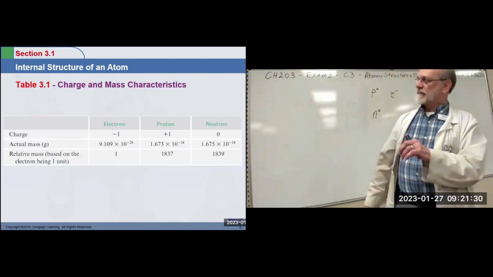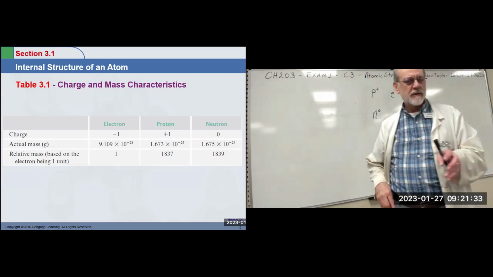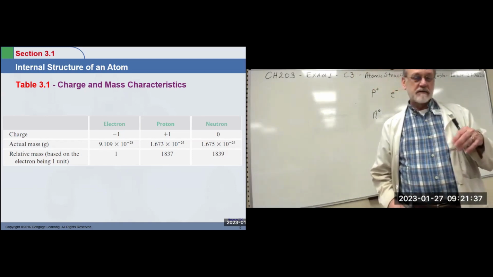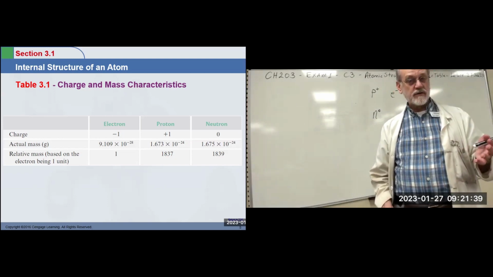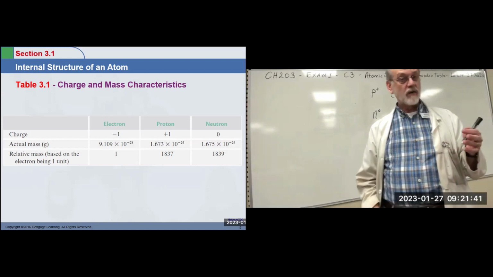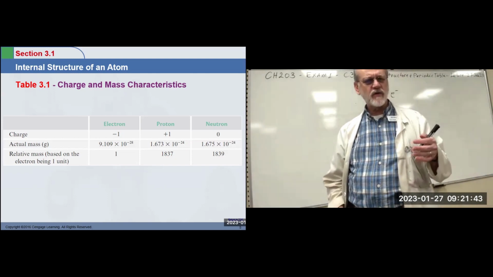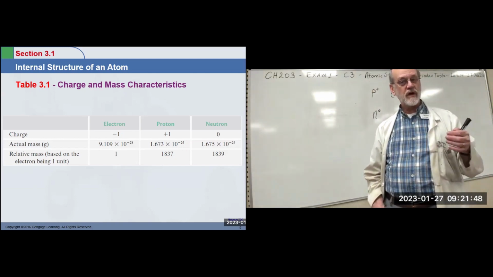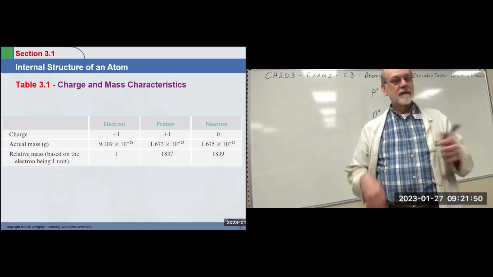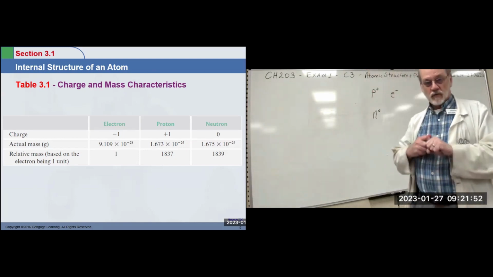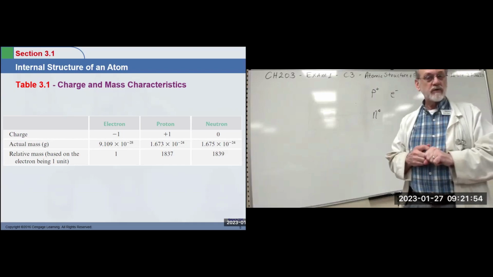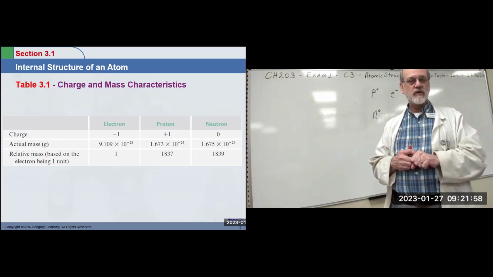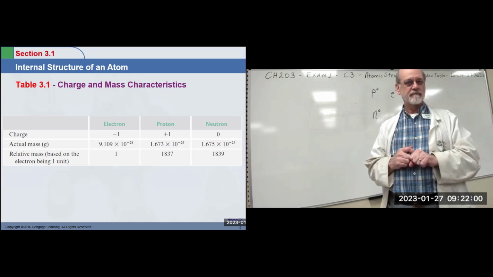And there's the ratio of the charges and the masses. So we see that the electrons, protons, and neutrons really are pretty small, right? 10 to the minus 28th grams for an electron, 10 to the minus 24th grams for protons and neutrons. But notice, ratioed, the proton is 1,800 times as heavy as an electron, and the neutron is just slightly heavier.